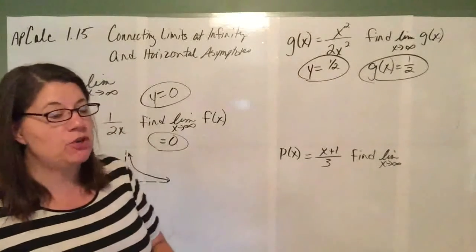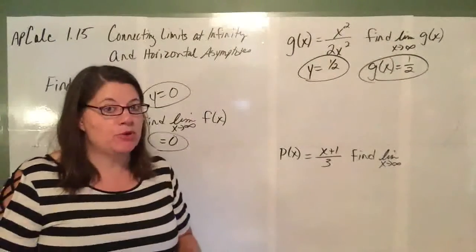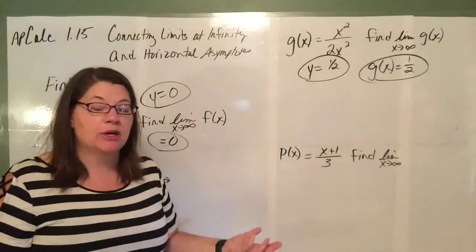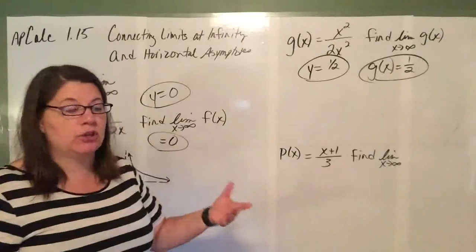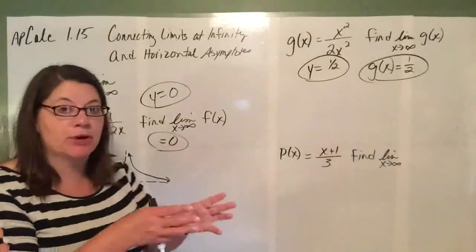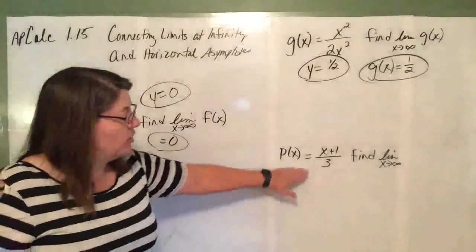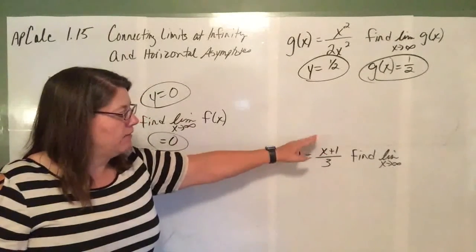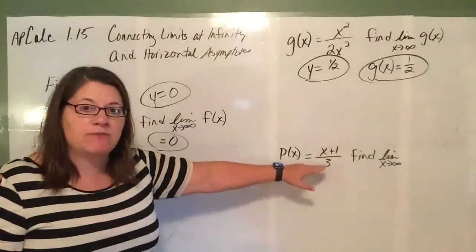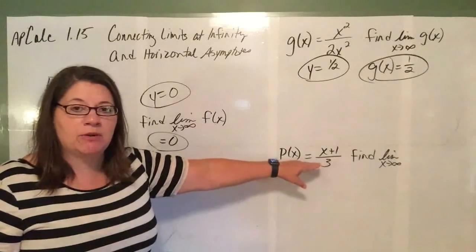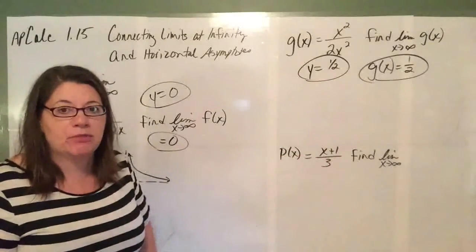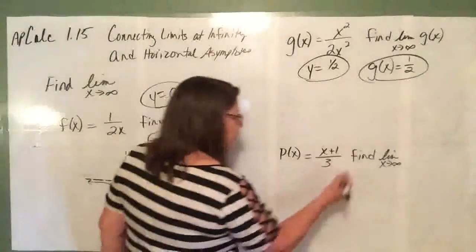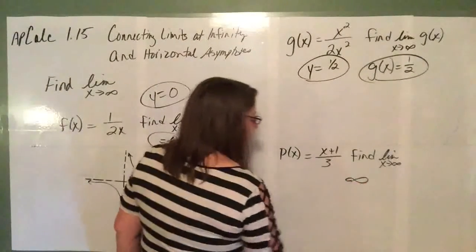Now don't get that confused. It has to be approaching infinity for that to work. If it's not approaching infinity, if it's approaching another number, then we have to look at it the traditional way and plug that number in, not infinity. Look at this one. If we plug infinity in here, infinity plus 1 is infinity. If we have infinity over 3, isn't that just infinity? As infinity gets bigger and bigger and bigger, it doesn't matter if we're dividing it by 3, it's still getting bigger and bigger and bigger, larger and larger. So our limit here is going to be infinity.